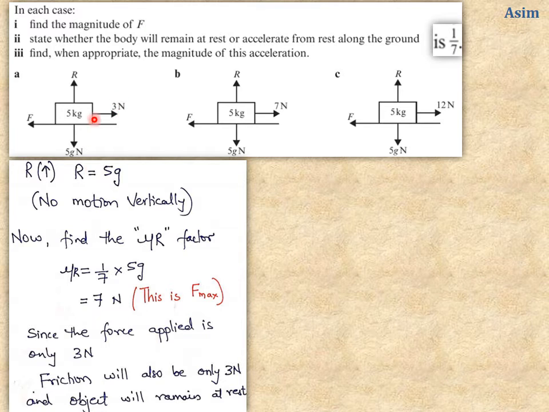Now since only a 3 Newton force is applied, it will only reciprocate with 3 Newton force. So the friction will only be 3 Newton. Although the maximum it can go is still 7, because only a 3 Newton force is applied, it will push back with 3 Newton. The friction will also be only 3 and the object will still remain at rest.